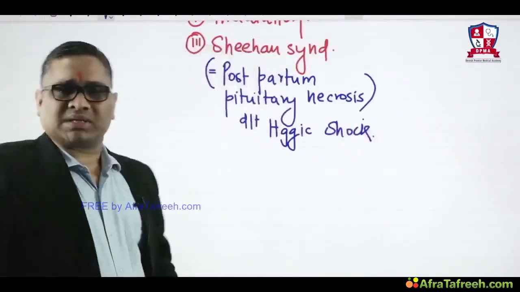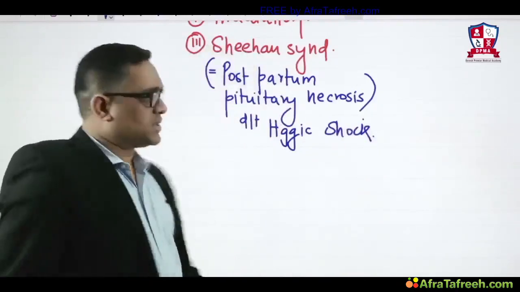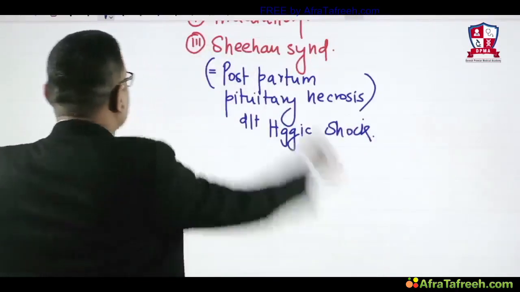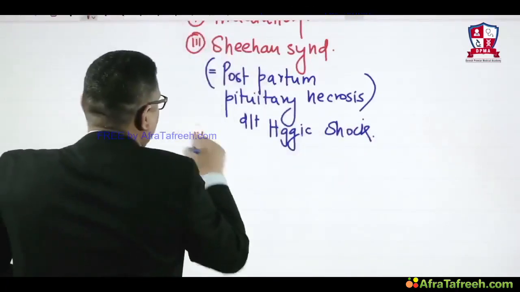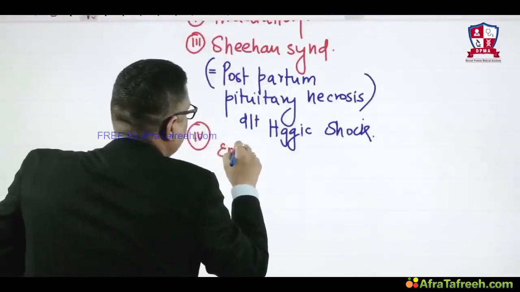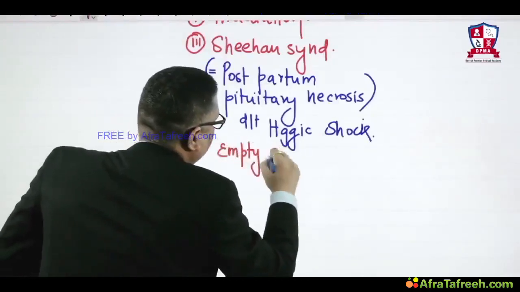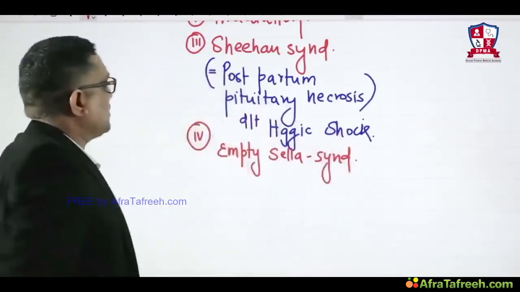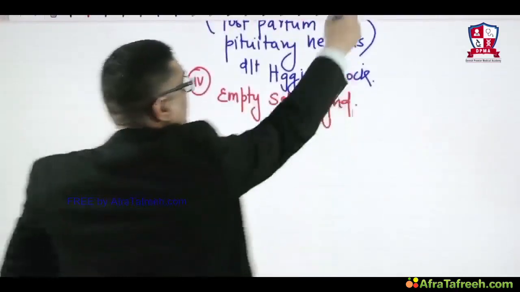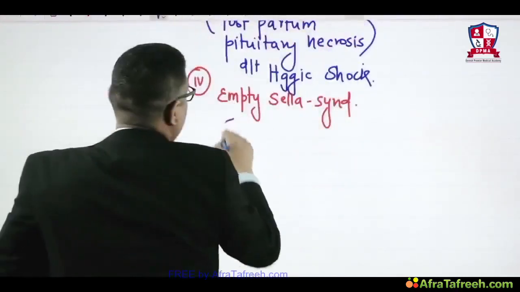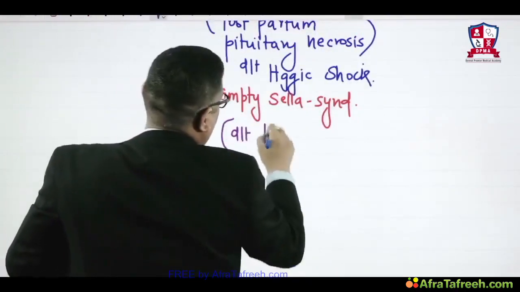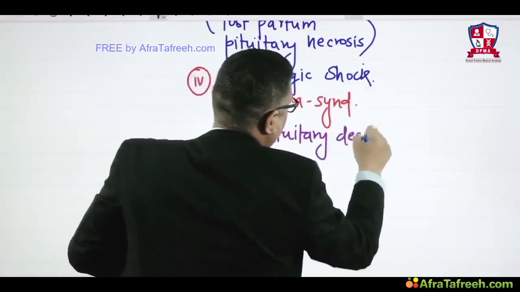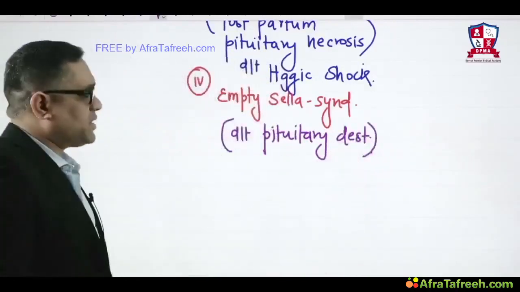So Sheehan syndrome is another reason for hypopituitarism. So surgery, irradiation, Sheehan syndrome, and empty sella syndrome. Another important cause of hypopituitarism is empty sella syndrome. This is very important to remember. Empty sella syndrome is because of pituitary destruction, right? So because of pituitary destruction, there will be hypopituitarism.